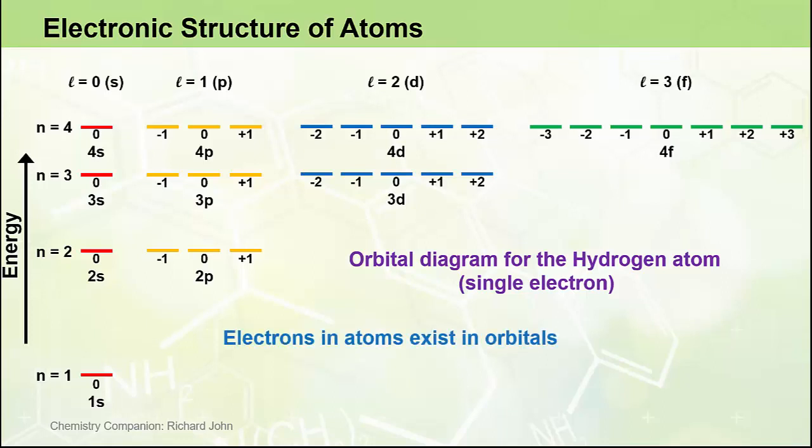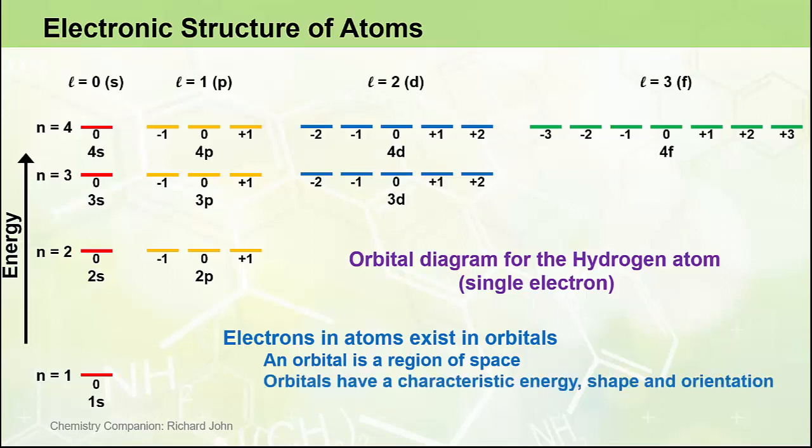By now we know that electrons in atoms exist in orbitals, and in this diagram an orbital is represented by a horizontal line. It is important to remember that an orbital is simply a region of space where there is a high probability that electrons exist, if indeed the orbital is occupied by an electron. Orbitals and the electrons that reside in them have a characteristic and well-defined energy, and the distribution of electrons throughout an orbital also has a characteristic shape and orientation.